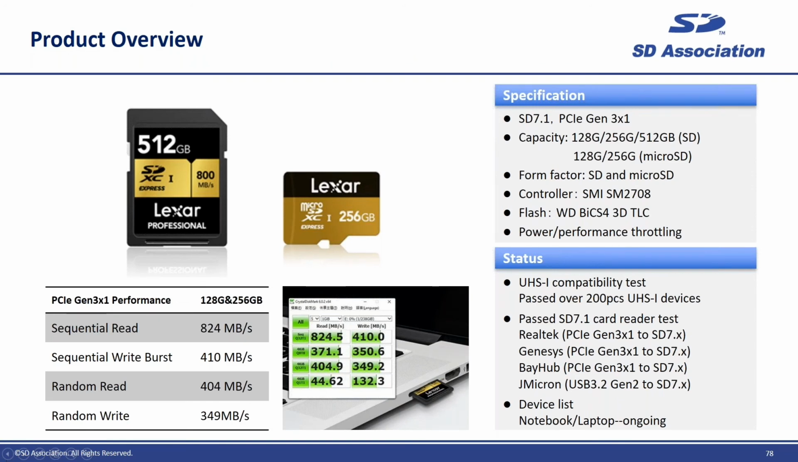With testing 128 and 256 gigabyte capacities, the sequential read speed is 824 megabytes per second. Sequential write burst speed is 410 megabytes per second. Random read and write speeds are around 400 and 350 megabytes per second. Our SD Express cards with SD 7.1 PCIe Gen 3x1 come in capacities of 128 to 512 gigabytes. They are built on SMI controller and YMTC 3D TLC flash, with a power performance throttling function. So far, we did a UHS-1 compatibility test and passed the readers test with SD 7.1 host from four companies. And we are doing the compatibility test for new launch laptops. Next slide, please.